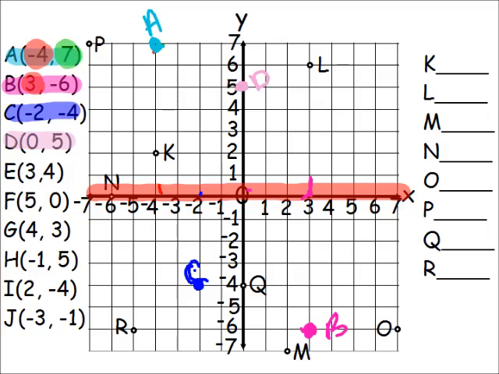And now for E. Positive 3, and then positive 4. So we will count the x-axis first. We'll come over to the 3, and we need to go up 1, 2, 3, 4. So now we are at point E. Go ahead and plot points F, G, H, I, and J. Pause the video and then see if you got them right.